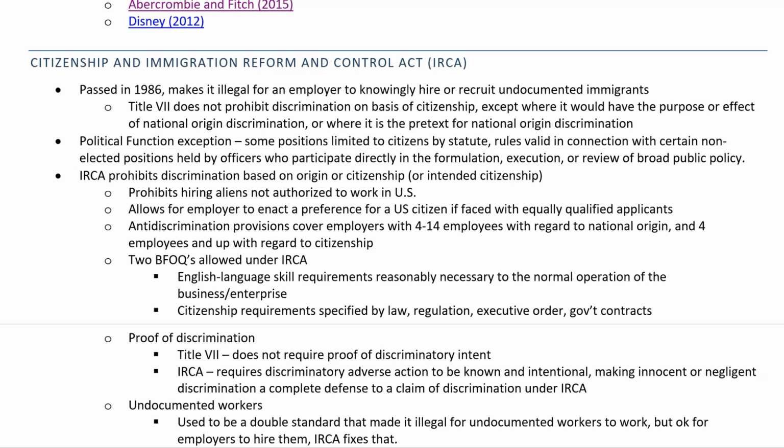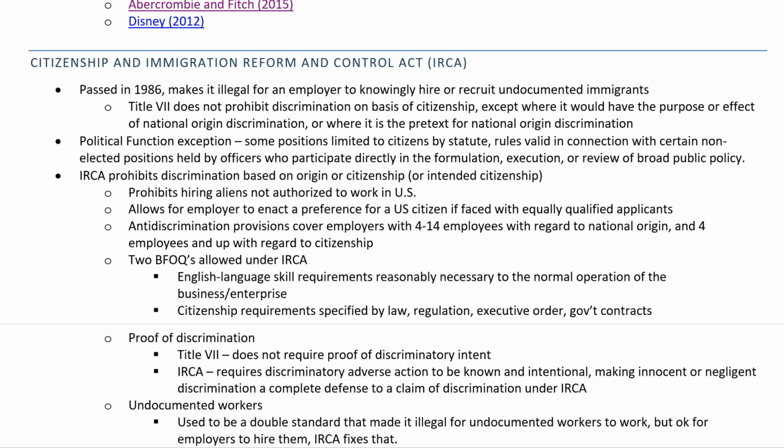Now, when we're talking about national origin, one big piece of legislation we need to talk about is the Citizenship and Immigration Reform and Control Act, also known as the IRCA. This was passed in 1986. It makes it illegal for an employer to knowingly hire or recruit undocumented immigrants. Prior to this, it was illegal for somebody to work in the United States undocumented, but it wasn't illegal for employers to actually hire them. So this was an attempt to fix that.